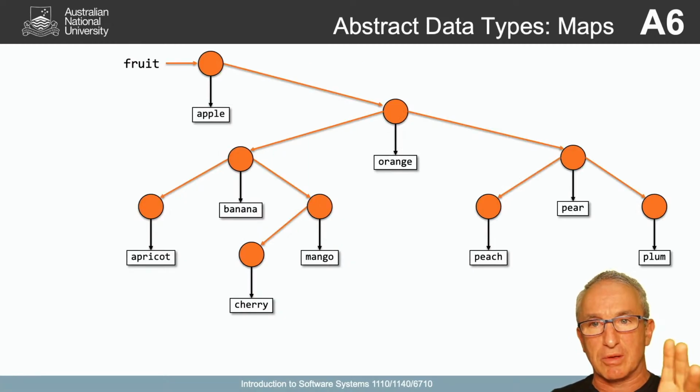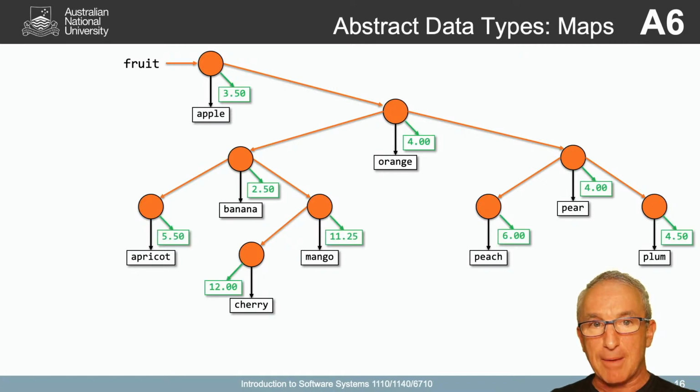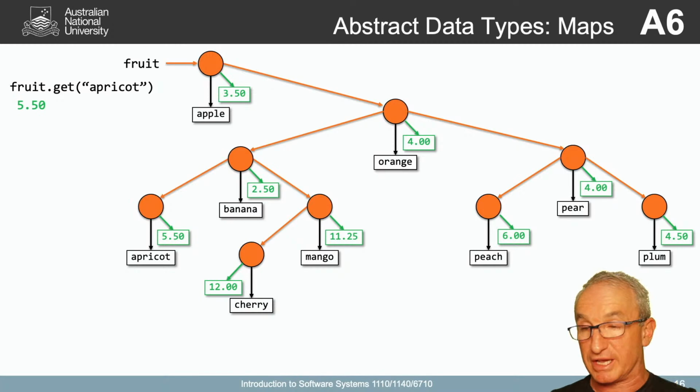So this is our tree that we built for the set. Now for the map, we just add values to each node in the tree. Okay? And we can do the same operations here. If we get the apricot, we do a search of the tree, just like we did for the set. But if we find it, instead of returning true to say that it contains it, we actually return the value that is held there, which in this case is 550.